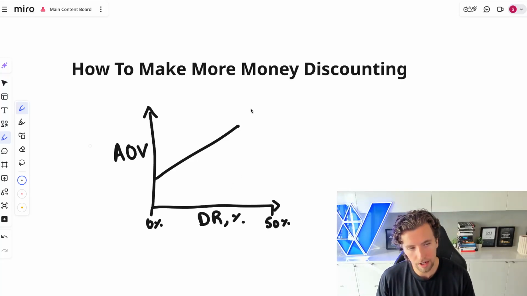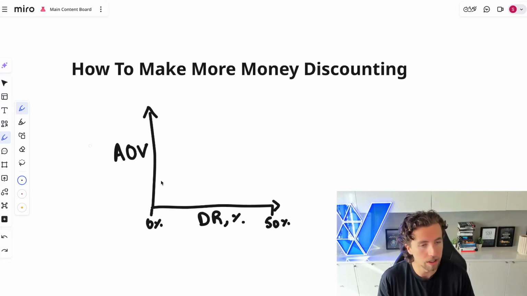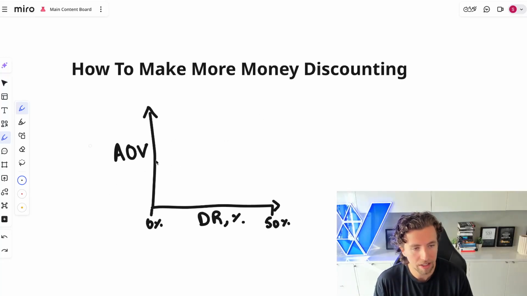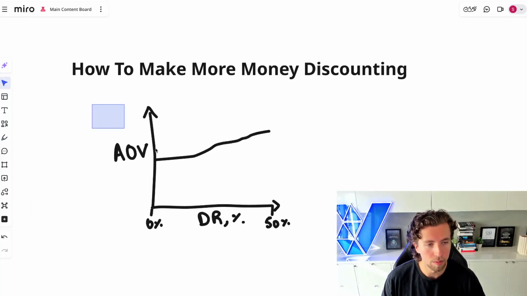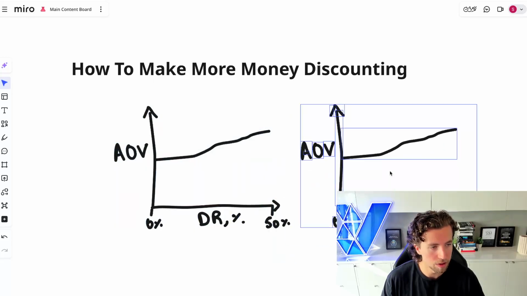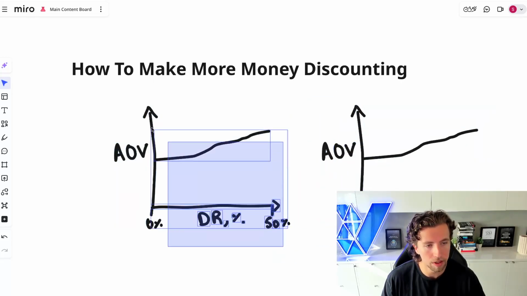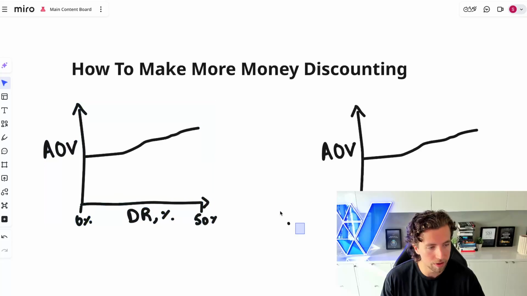Now, life isn't perfect, and in application, this actually isn't what it ends up looking like. It ends up looking something like this, where you'll get bumps at specific percentage discounts when it makes sense. Now, average order value in isolation here actually doesn't really matter. And so we need to make a clone of this, because we're talking about making more profit. We're not talking about just making more arbitrary revenue dollars.